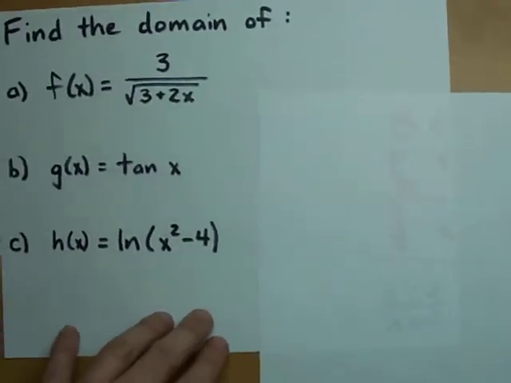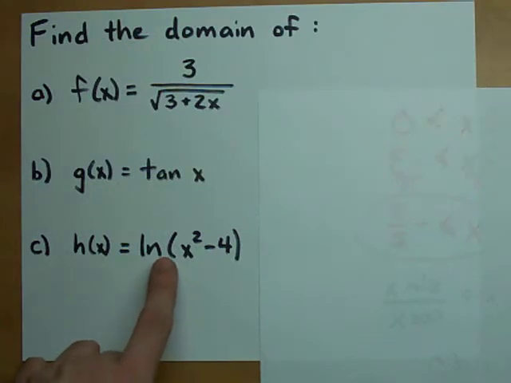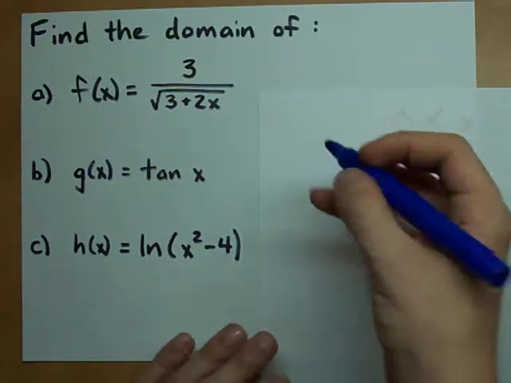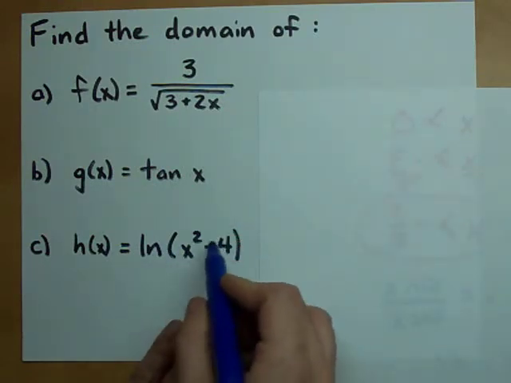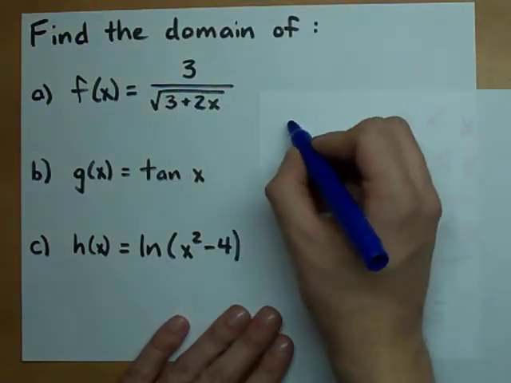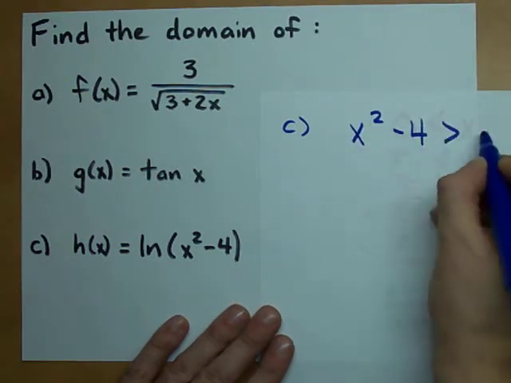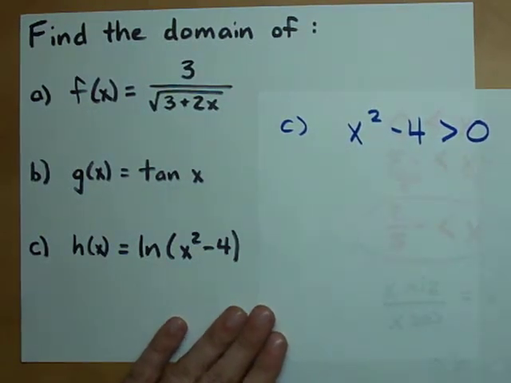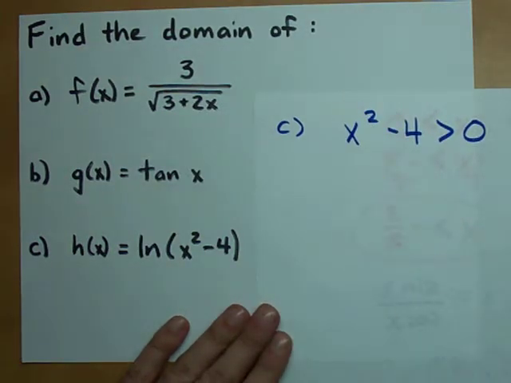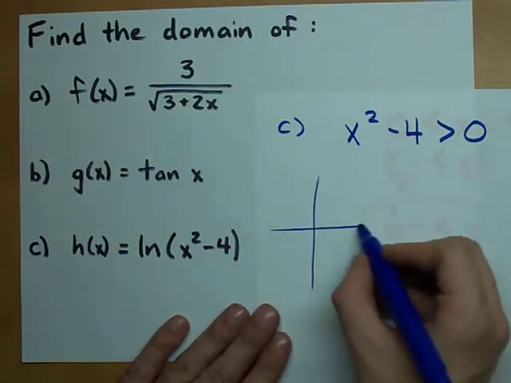Lastly, we have to figure the domain of this ln. I call it the ln. I don't care what you call it. You're not allowed to take the ln of 0 or a negative number. Put another way, the thing that you take the ln of has to be greater than 0. Now there are a couple ways you can solve this. You can solve it graphically.